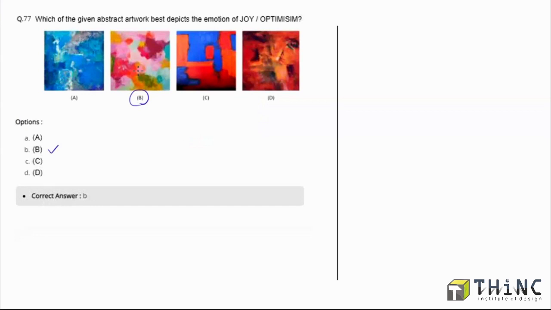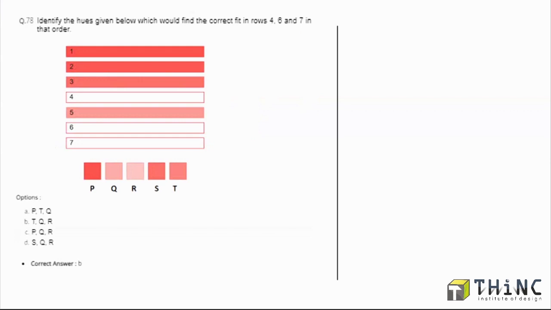When it is on minimum color tones, for example here, it is more or less monochromatic with blue color. It gives a very calm or peaceful emotion. On the other hand, if you move towards the last one, D, it is more of a horrific or terrific mood, and the one in between has a very focused emotion, not joy or optimism. So the correct option is option number B. Moving on to the next question.